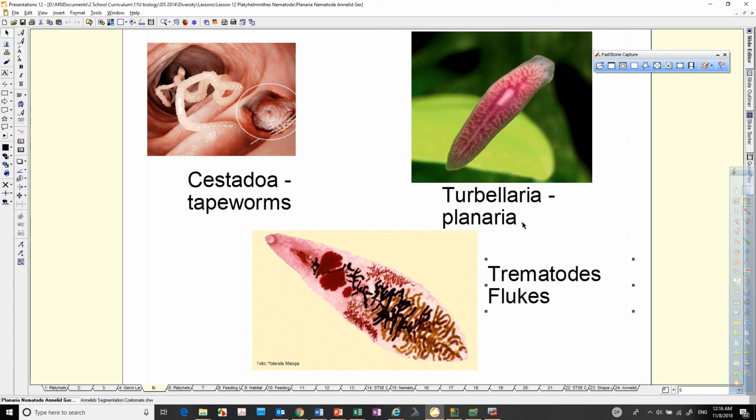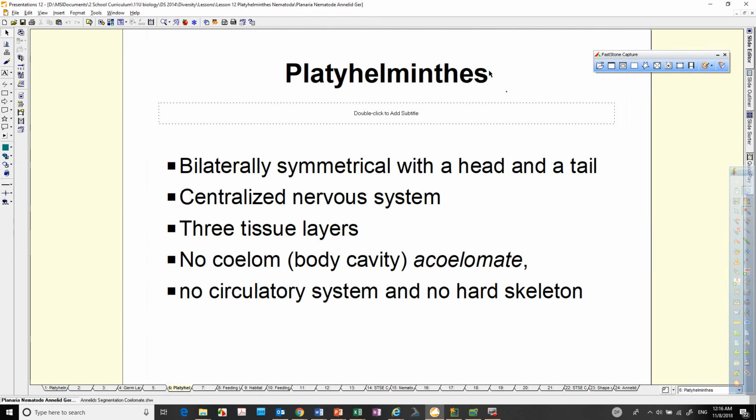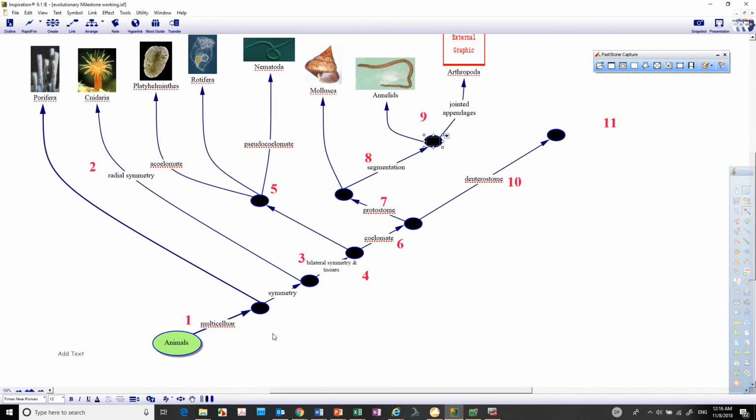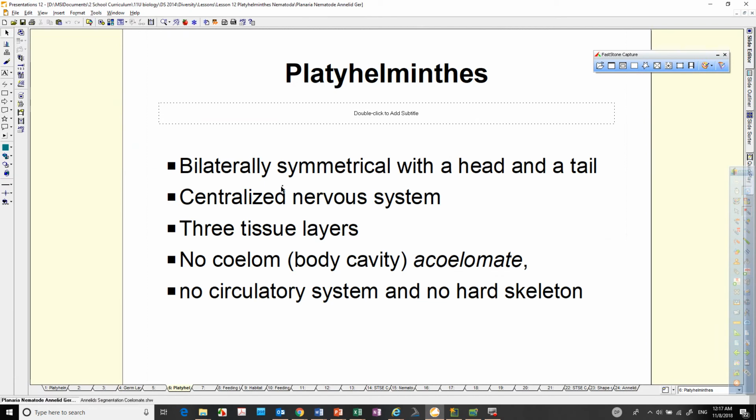So remember that when you're creating your map, your tree, your defining characteristics of your Platyhelminthes are on this slide. So from now on, every single organism that we're going to talk about has bilateral symmetry at some point in their life cycle. And they all have 3 tissue layers. That's also true. So that's a characteristic that you'll see for Platyhelminthes and everybody else from now on.